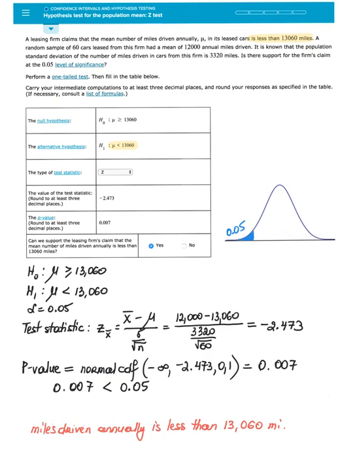Perform a one-tailed test, then fill in the table below. Carry your intermediate computations to at least 3 decimal places and round your responses as specified in the table.